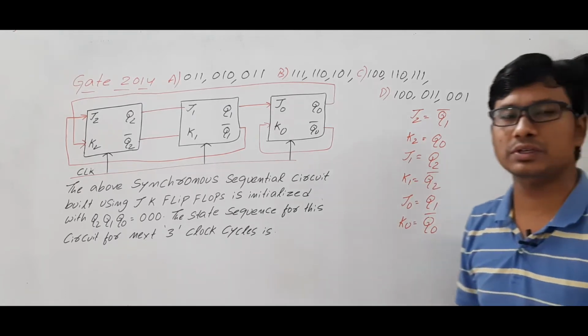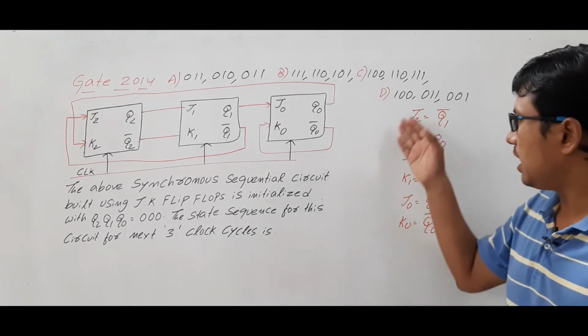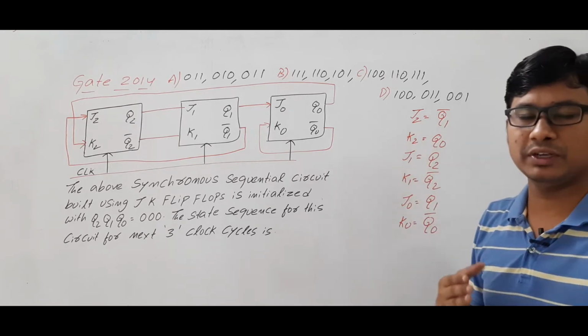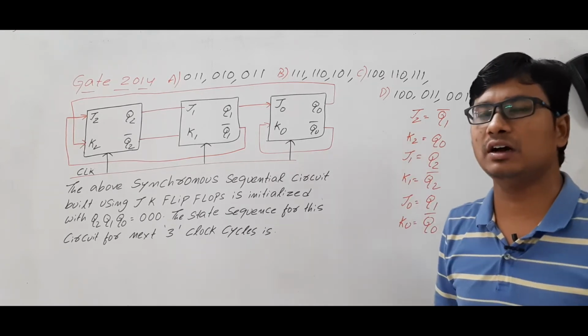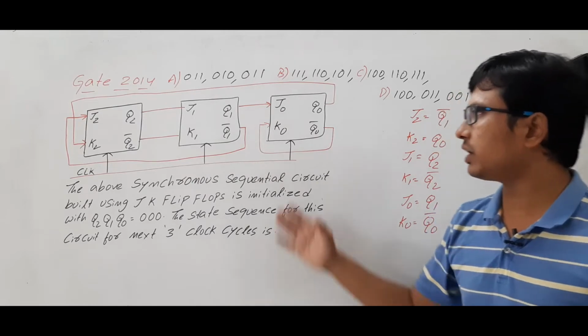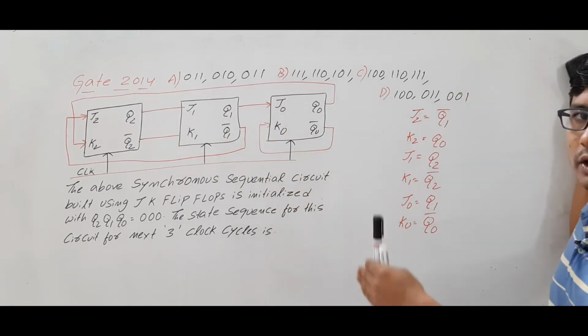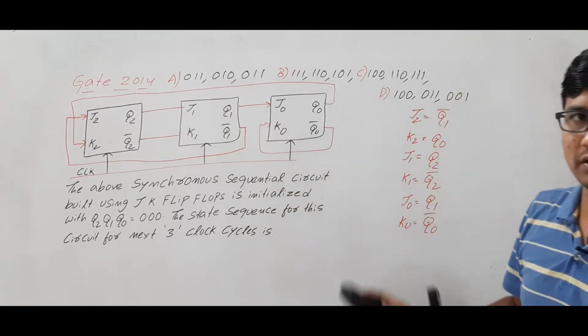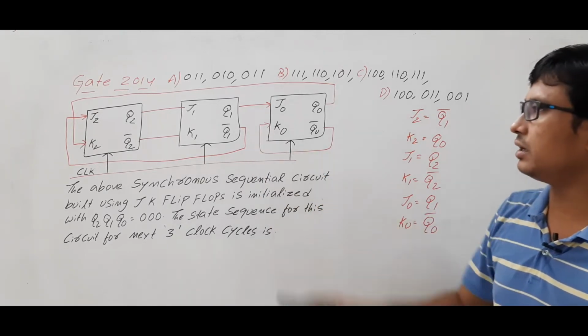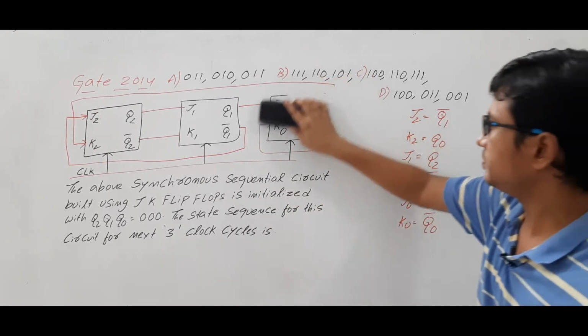Now what I will do is take the present state and each J and K value of the JK flip-flops, and I will find the next state. So to do that, I want to erase this diagram. I hope you have noted down this diagram. Otherwise, you pause the video and note down this question.